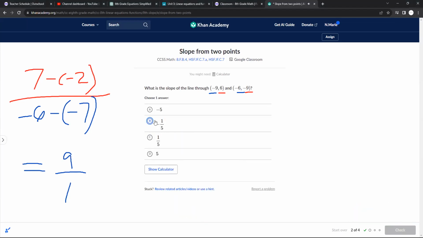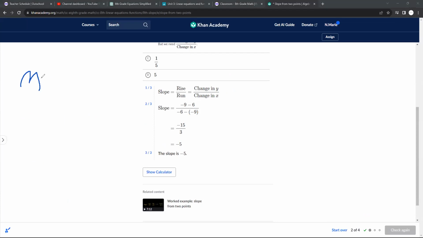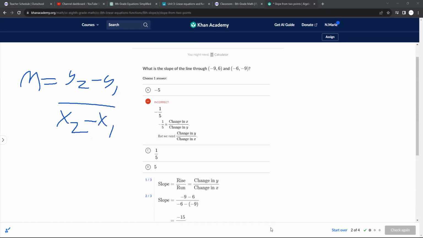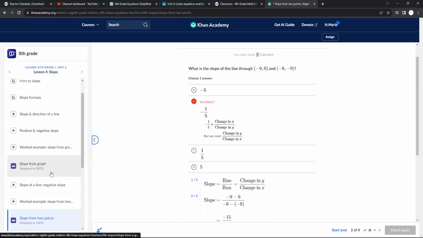And same thing here. If you get something wrong, they'll show you how to do it. Show you how to set it up. But make sure you just have the slope formula down. Slope is equal to the change of y over the change of x. So you want to subtract your first y coordinate from the second, and then your first x coordinate from the second. Right? And if you set it up incorrectly, like I said, they'll show you how to do it. So that's finding slope from 2 points.